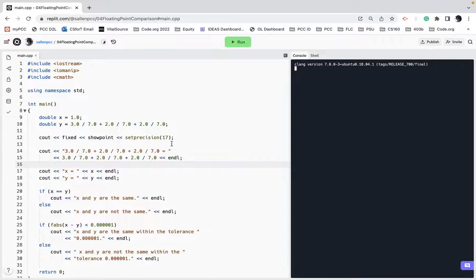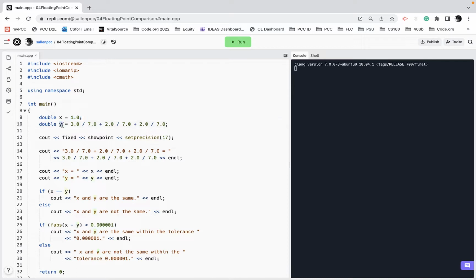So we cannot use the equality operator when we are comparing numbers with decimals, so of float or double type. And here's an example why. So we have this variable x and it contains 1, right?